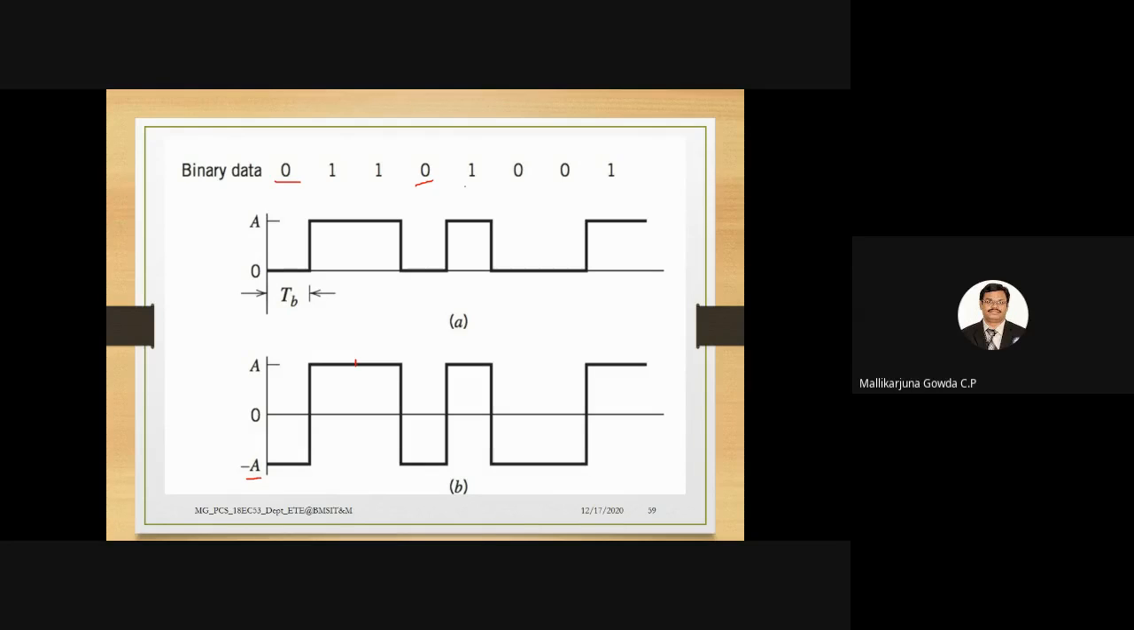Again, the next bit is 1, so it is represented by a pulse having a magnitude of plus A volts. Then the next two bits are 0 0, so they are represented by two negative pulses having a magnitude of minus A volts. The next bit is 1, so it is represented by a pulse having a positive amplitude of plus A volts. So this is polar non-return to 0.